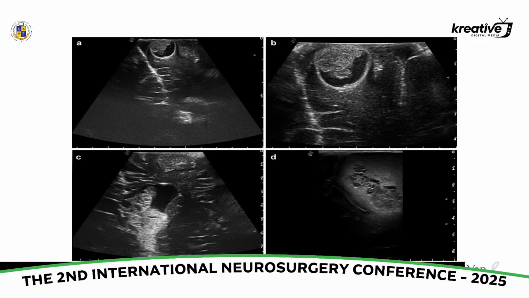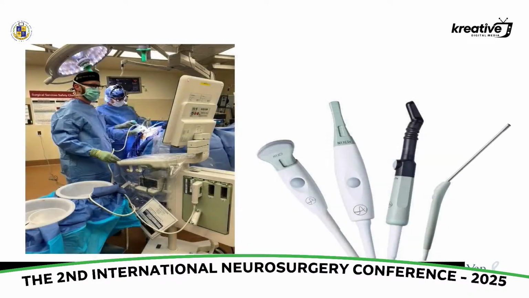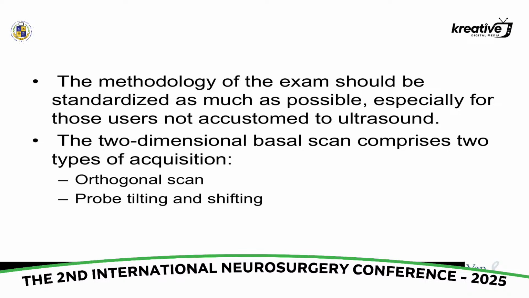This is our OR setup in Colorado. There are specific neurosurgical probes, but really any probe can work. What's the difference with a neurosurgical probe? They're smaller because our craniotomies are smaller than, say, an abdomen. Methodology should be standardized, so I recommend you have a sequence that you go through and you do it the same every time, especially if it's new for you, so you don't lose track of what you're doing.